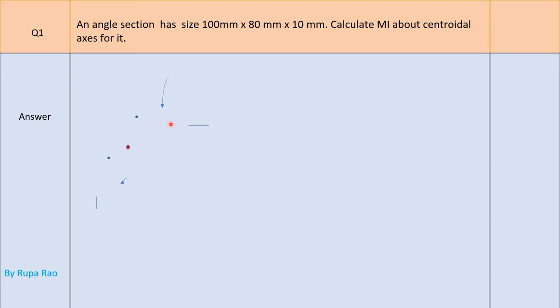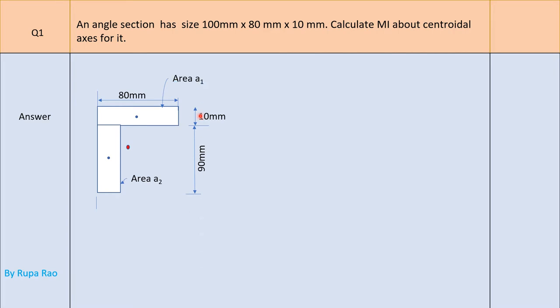Let us draw the figure for the angle section. Now this is one rectangle which is horizontal and this is another which is vertical. Let us show the dimensions. This is 80 mm I have taken here and this is 10 mm thickness of the flange and this is 90, so the total is here 100. The height total is 100 and this is 80 and the thickness is 10.